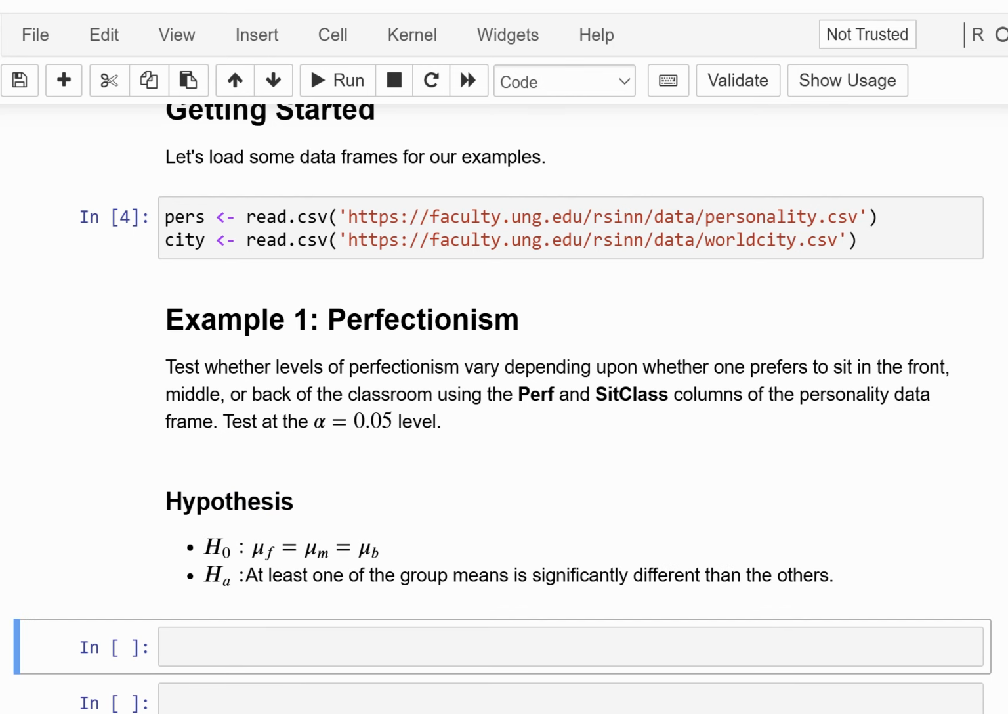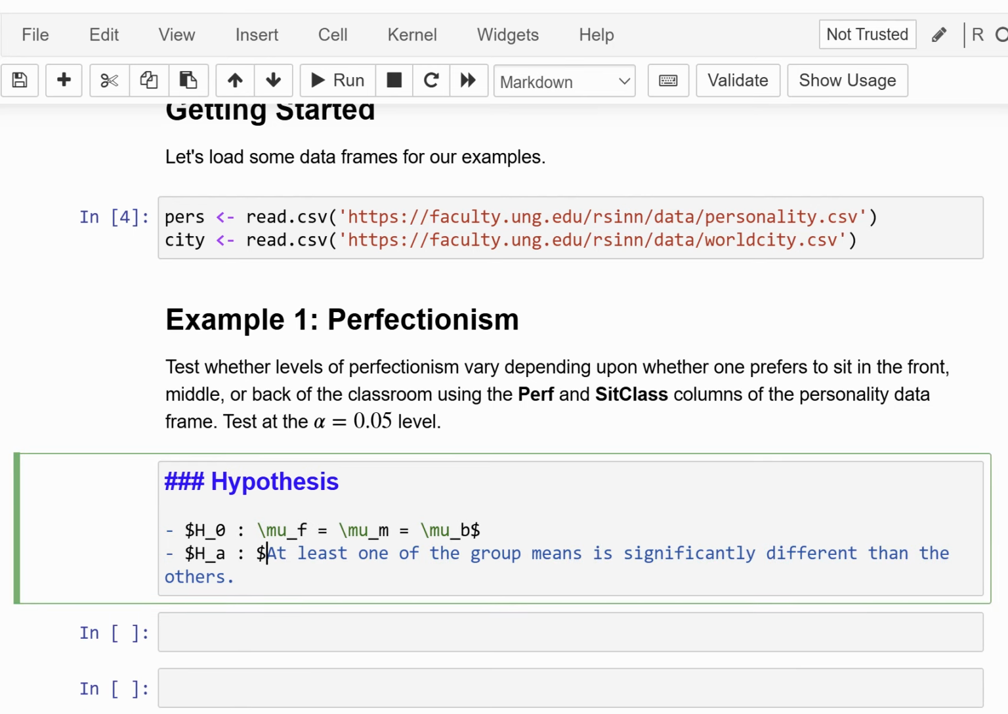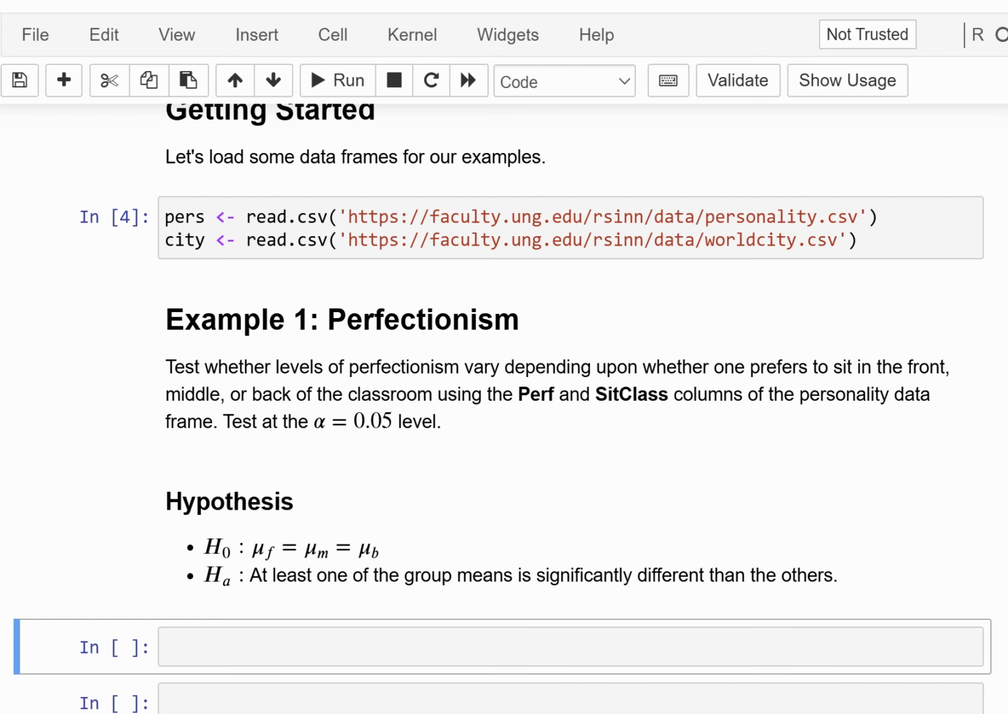There we go. Now things are lining up better. Let me put a space in there. Okay, and so this one is easier. The alternative hypothesis is definitely easier to write out. Typing out the formula for the null hypothesis is fine. The null hypothesis is all the group means are equal. The alternative hypothesis is at least one of the group means is significantly different than the others.